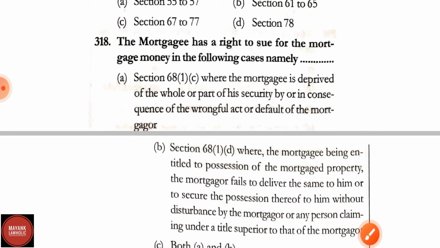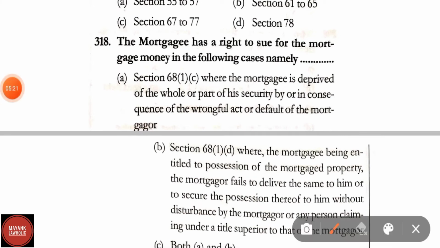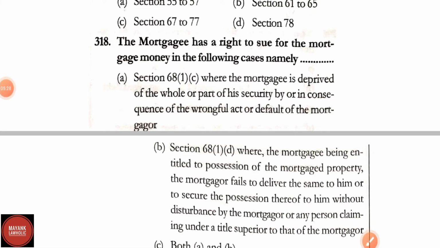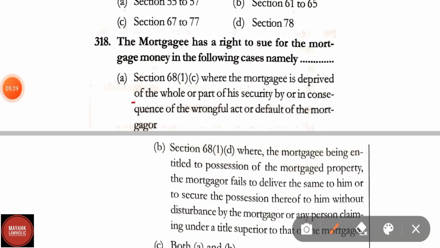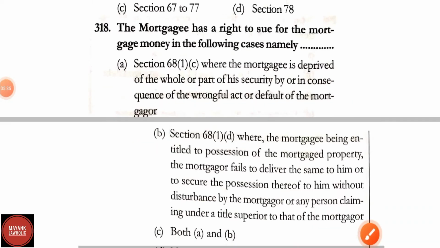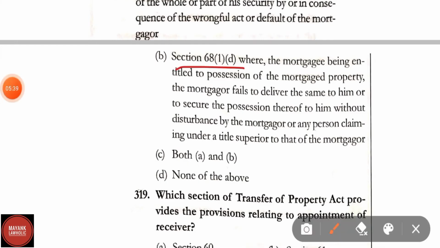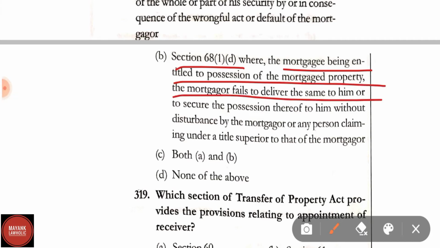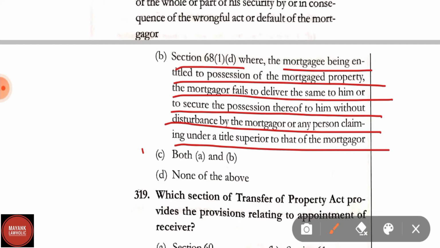Question number 318. The mortgagee has a right to sue for the mortgage money in the following cases, namely option A, section 68 subsection 1 clause C, where the mortgagee is deprived of whole or part of his security by or in consequence of the wrongful act or default of the mortgagor, and option B, section 68 subsection 1 clause D, where the mortgagee being entitled to the possession of the mortgage property, the mortgagor fails to deliver the same to him or to secure the possession thereof to him without disturbance by the mortgagor or any person claiming under title superior to that of the mortgagor. Option C, both A and B, and option D, none of the above. Here correct answer is option C, that is both A and B.